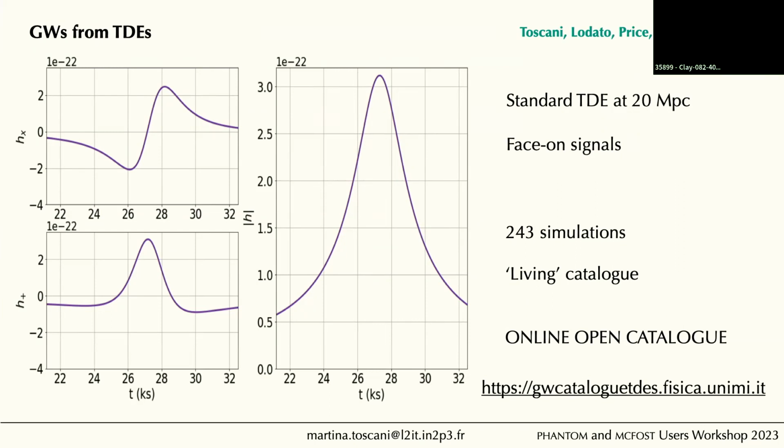So after this promising result, we decided to use the tool to start exploring the parameter space of tidal disruption events. And so in particular, understanding how different values of the parameters that describe TDEs can affect the gravitational wave signal.